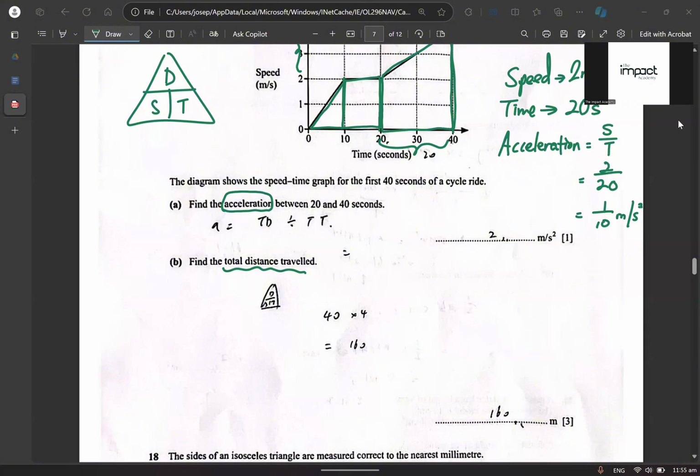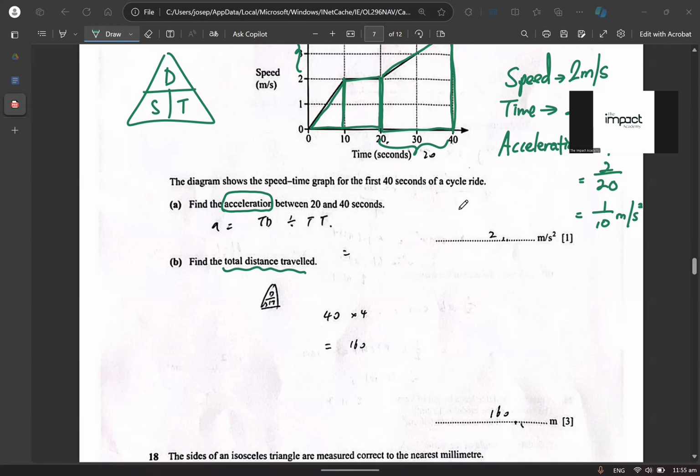So part B wants us to find the total distance. When it comes to total distance, you want to make sure you count the area under the graph. You get what I'm trying to say? We have the first area, the second area, and then the third area. True or not? So what do you do first? Can you tell me? You find the area of the triangle first, is it?